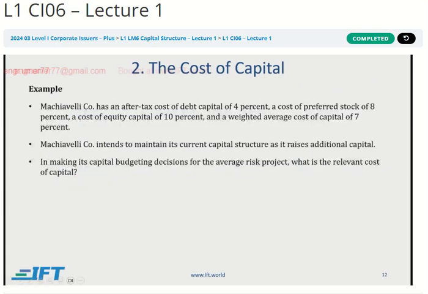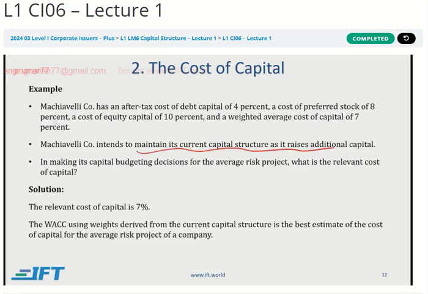Another question for you, and this question, by the way, is not requiring any calculation. It's a very straightforward question just to check your concept. So pause the video and try to come up with an answer, and then I will show you the answer. Right, so since they are maintaining its capital structure, therefore the current weighted average cost of capital will remain the relevant cost of capital, because the weights are not changing.